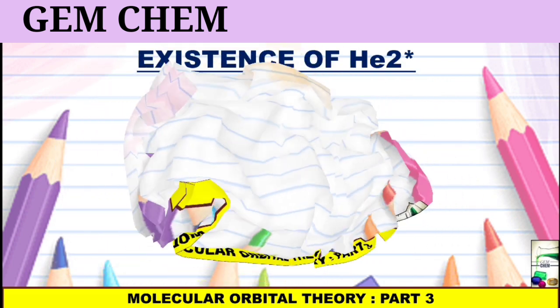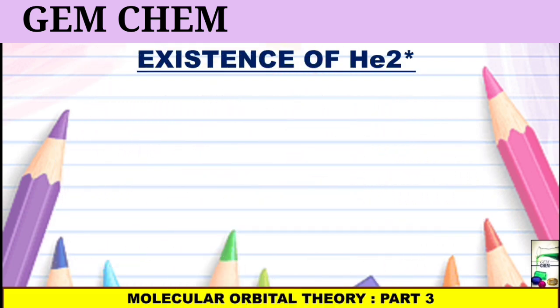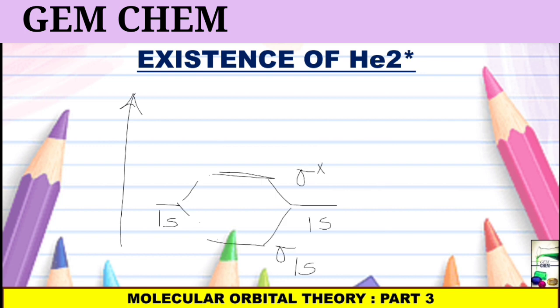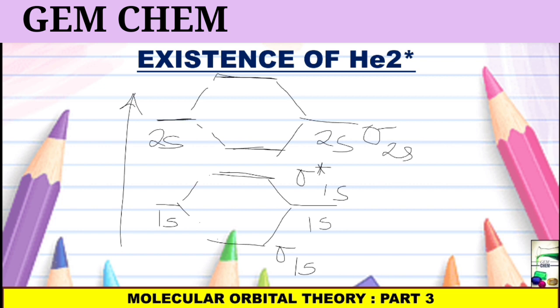Now we will deal with the existence of the excited helium-2. Now we know what happens in excitation? We have in helium 1s and 1s, right? That combines to form our sigma 1s and sigma star 1s, right? Again, we have 2s and 2s above it, and these also combine to form our sigma 2s and sigma star 2s. Now for helium, we have 4 electrons, 1, 2, 3, 4.